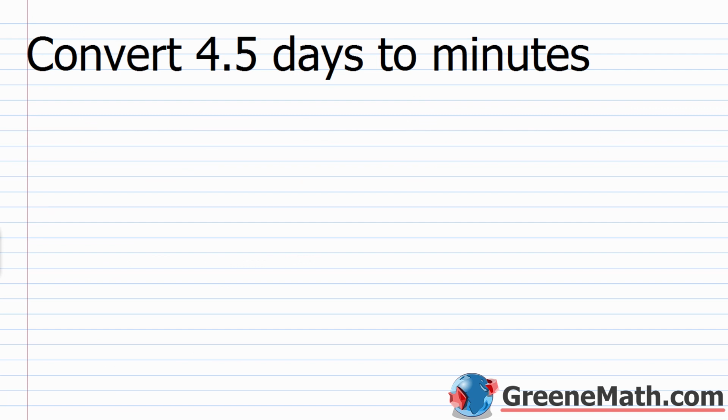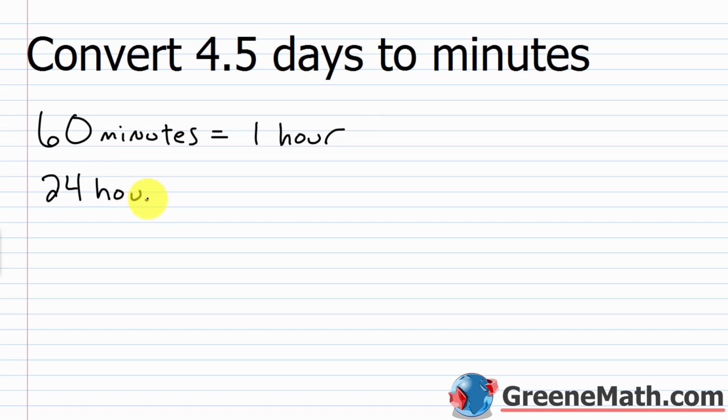All right, let's take a look at one final problem. We want to convert 4.5 days to minutes. So let's start out by looking at the relationship between minutes and hours. How many minutes are in an hour? Well, we know that 60 minutes equals 1 hour. And then how many hours are in a day? Well, 24 hours are in one day. So then now 24 hours equals 1 day.